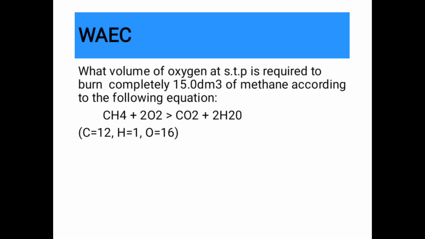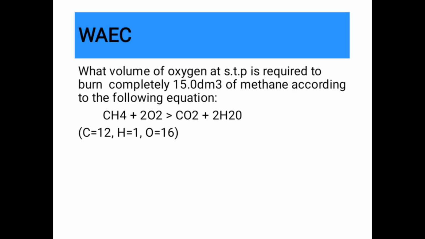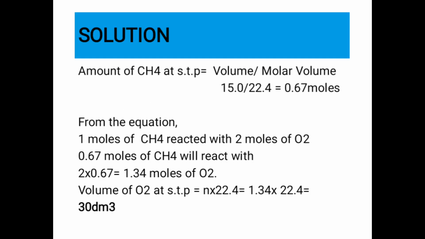The next step is to find the stoichiometry of the equation. If you balance the equation very well, you know that 1 mole of CH4 is equal to 2 moles of oxygen. Yes, 1 mole of CH4 is equal to 2 moles of oxygen. Then 0.67 moles of CH4 will now be 2 times 0.67, which is 1.34 moles of oxygen. Then volume of oxygen at STP will now be amount times molar volume. That's 1.34 times 22.4, and that's 30 dm cube.